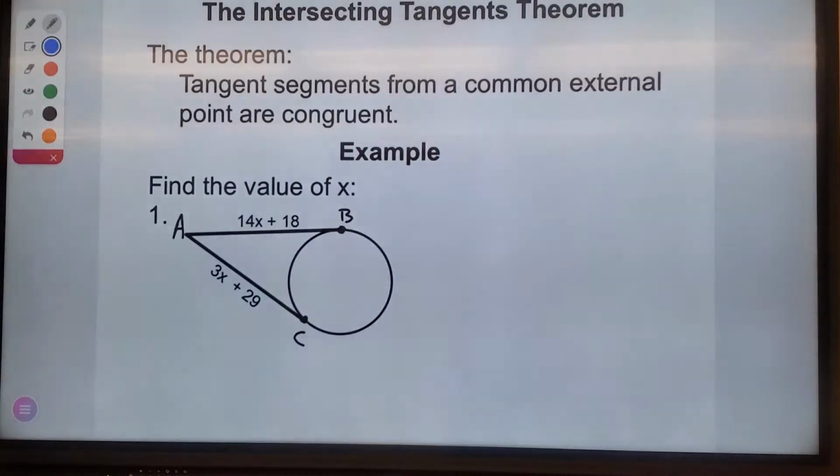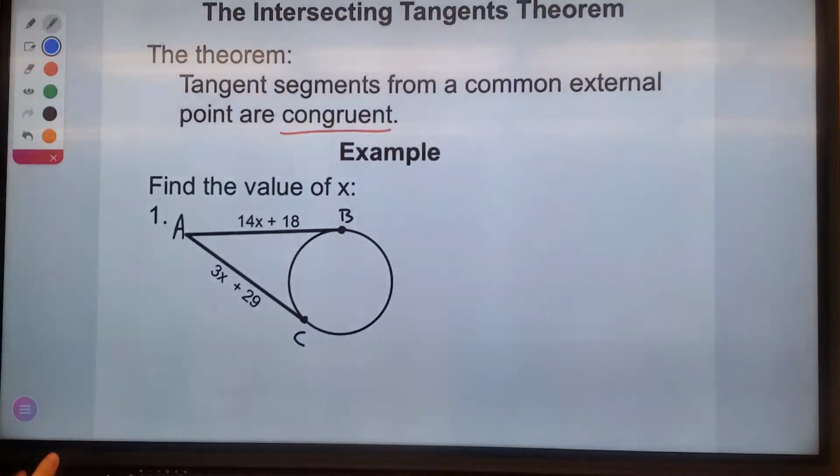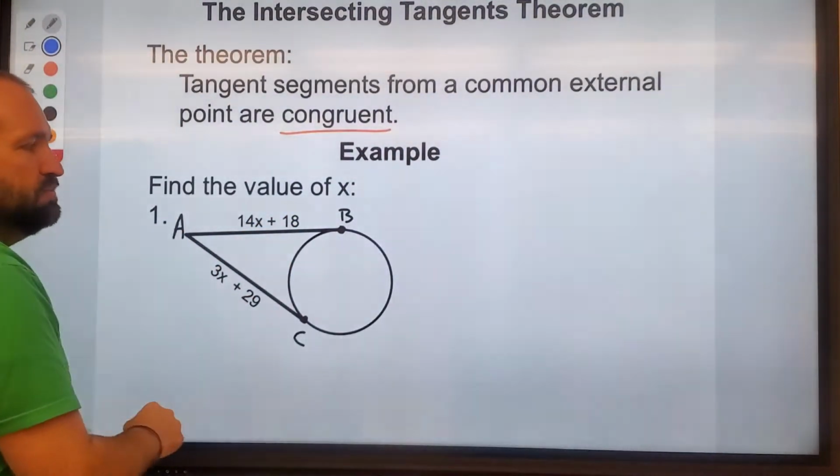All right, so what this indicates to me is that I should be able to take my two expressions here and set them equal to each other, because the theorem states that they are congruent, and congruent means that they are equal. So 14x plus 18 is equal to 3x plus 29.